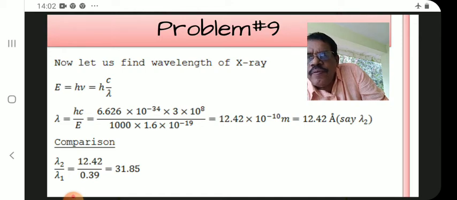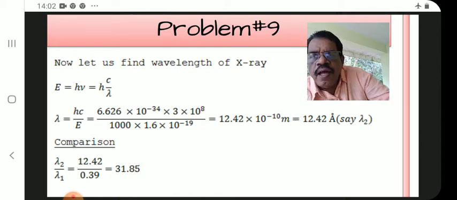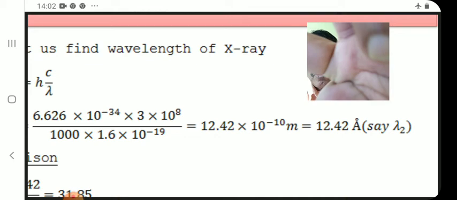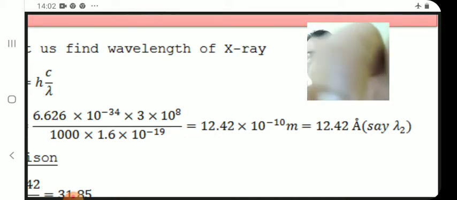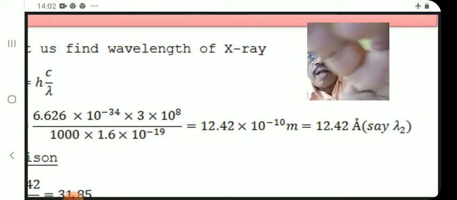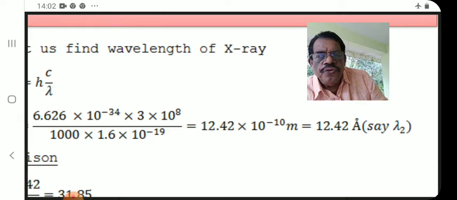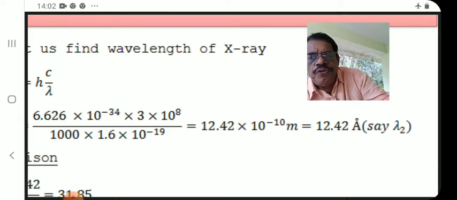E is 1000 eV, 1000 into 1.6 into 10 raised to minus 19. So we put all the values. The answer is 12.42 into 10 raised to minus 10 meter, 12.42 angstrom, say lambda 2.